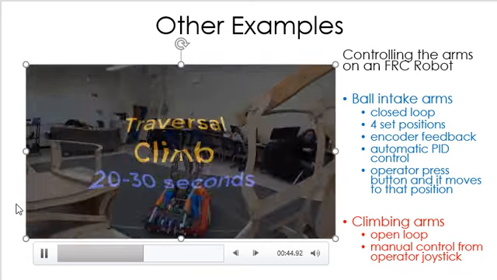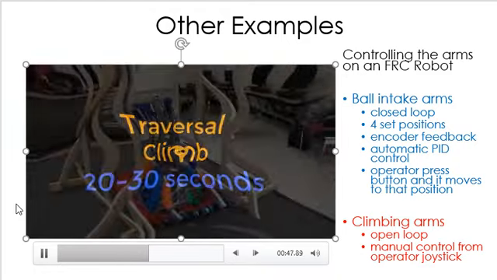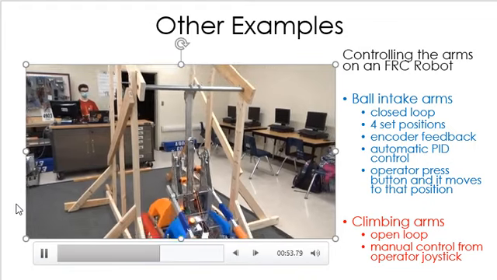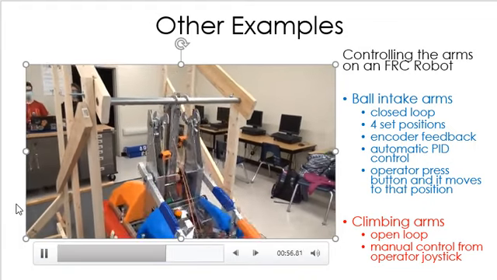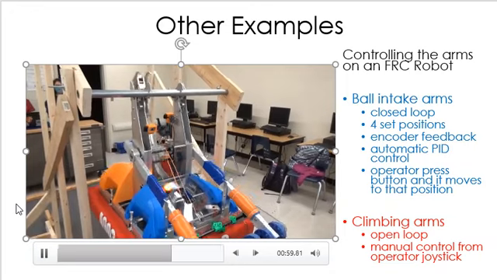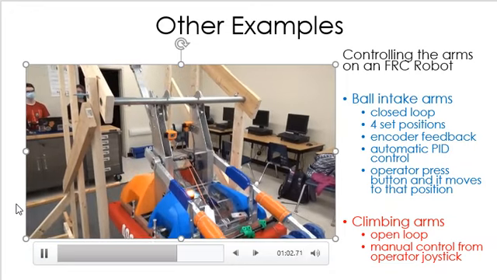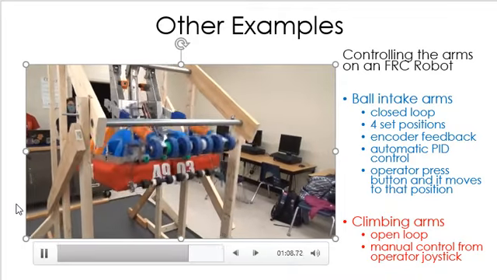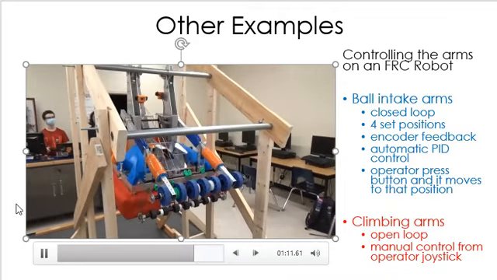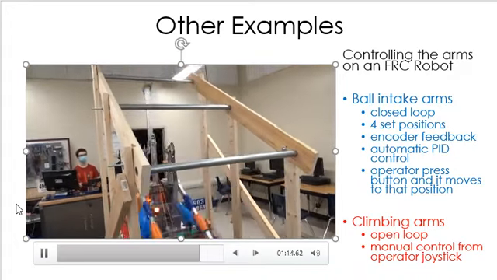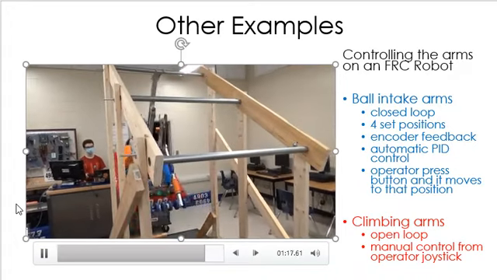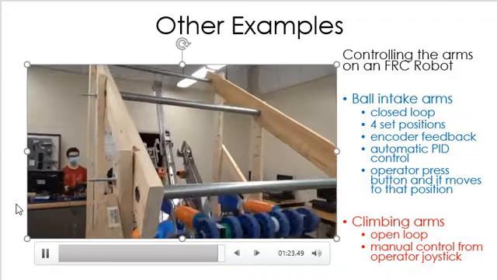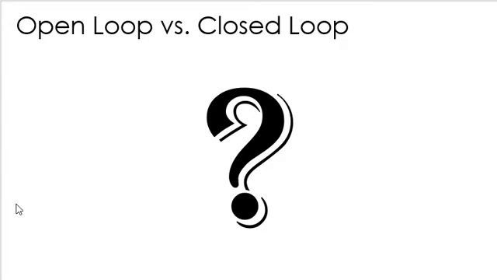We also have the ability to manually control some of the other features on here, like these climbing arms, which are all controlled manually. So that is an open loop system. They do not have any type of encoder feedback on them. You just push a joystick and they either advance or return based on where you're pushing the joystick. It doesn't know where it is actually positioned or what position it's trying to get to. It's all just done manually. So that would be an example of open loop control. So that's open loop versus closed loop.